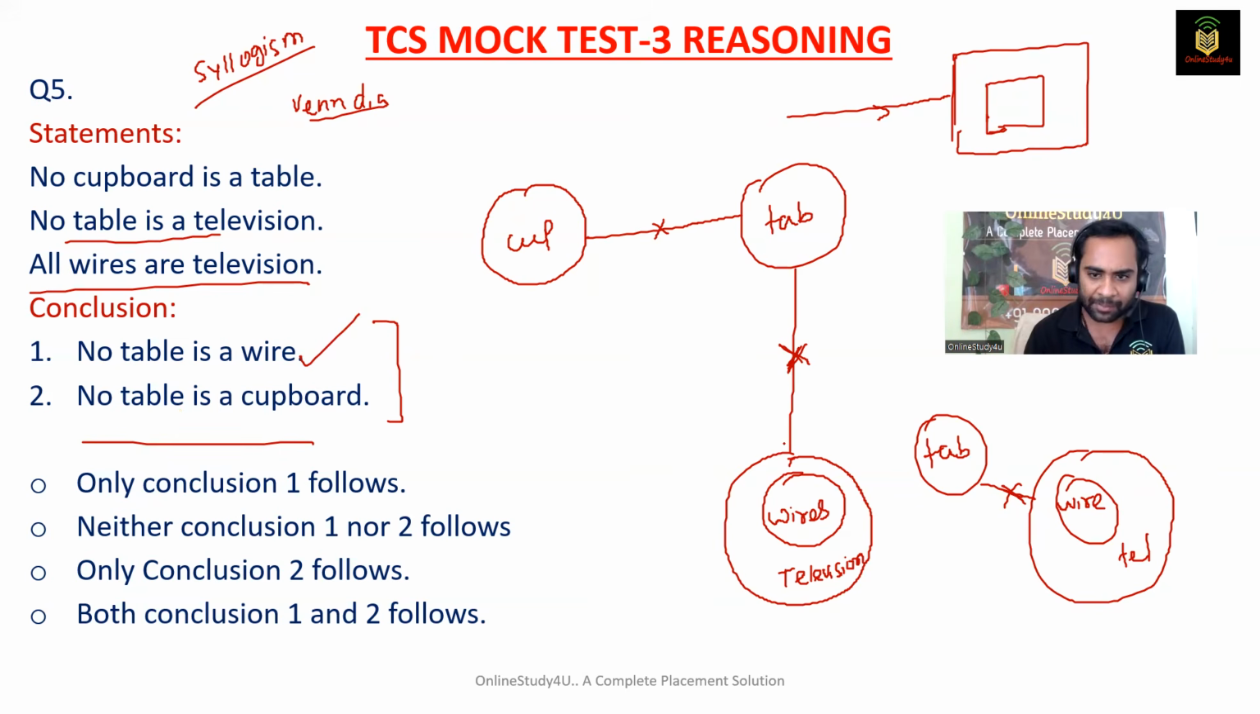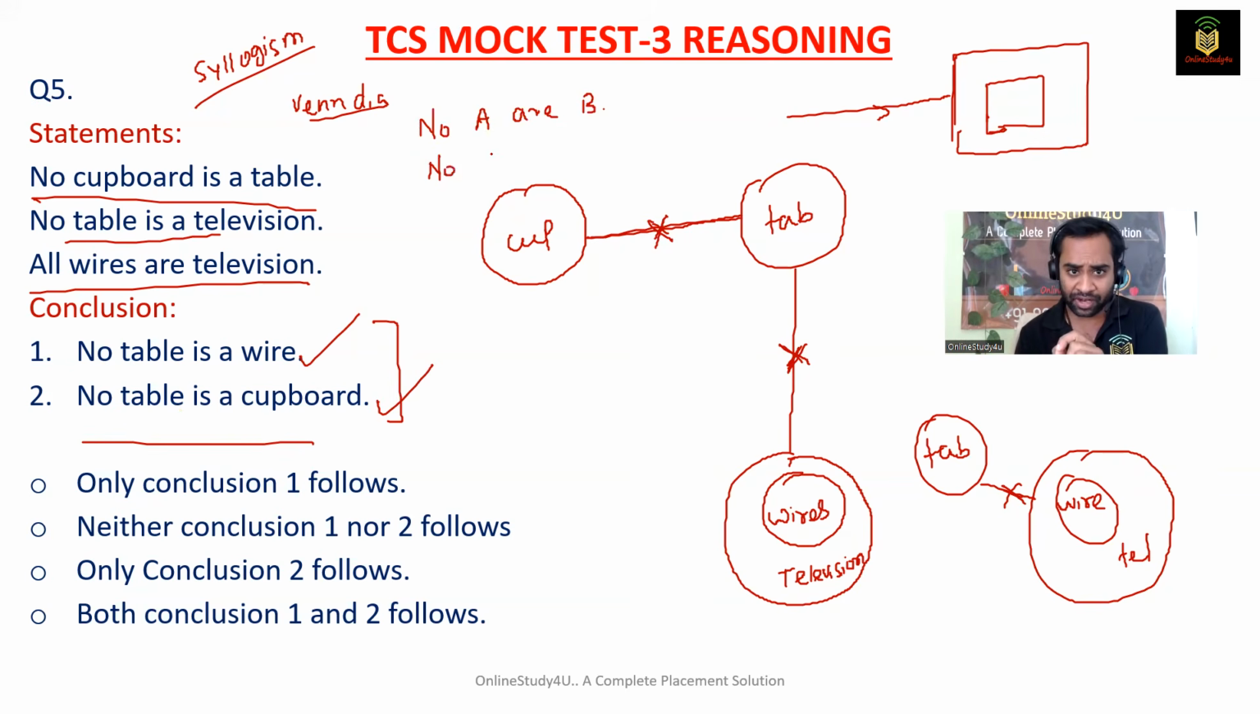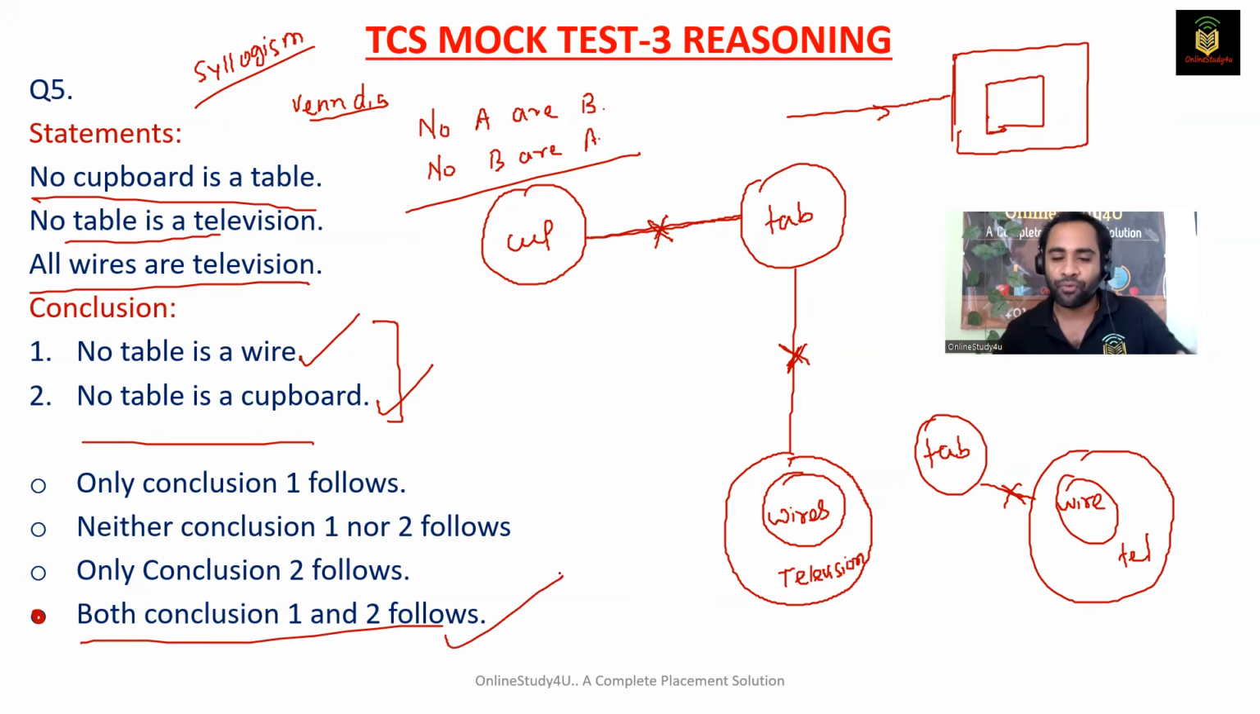Then no table is a cupboard. Yes, that has been told in the statement itself. No cupboard is a table and no table is a cupboard. If you are saying no A is B, that means A does not have any relation with B, then you can also say no B is A. So in that case, my answer will become both conclusion 1 and 2 follow. So this will become your correct answer.